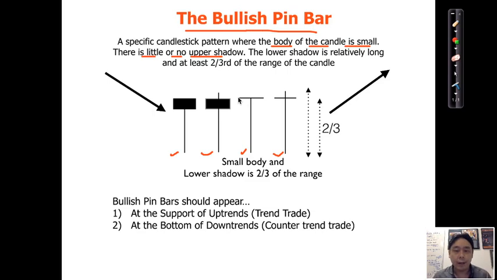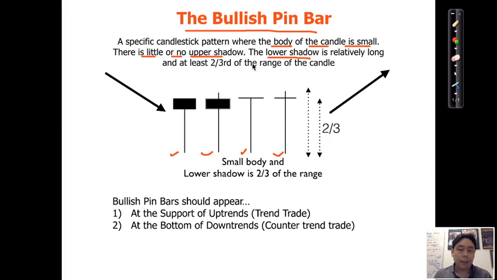In fact, you can see that for these two examples, the candle body is just one line because the opening price and the closing price is the same price. So hence, you got a line. That's it, right? And there's no upper shadow or a very small upper shadow. Now, the most important thing is that we want to see a long lower shadow for it to be a bullish pin bar. Now, what is long?